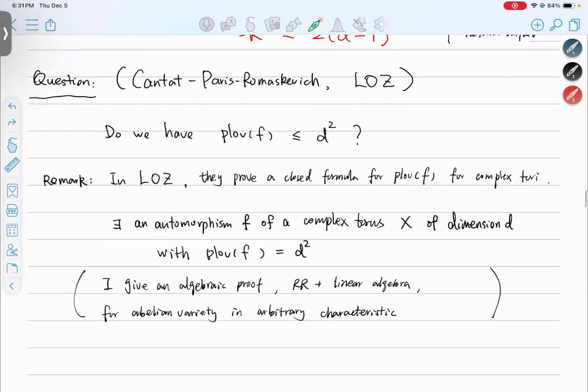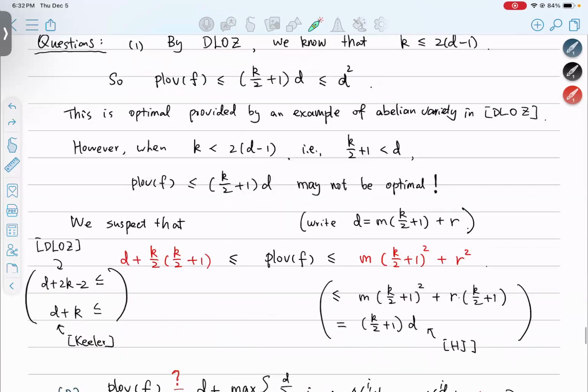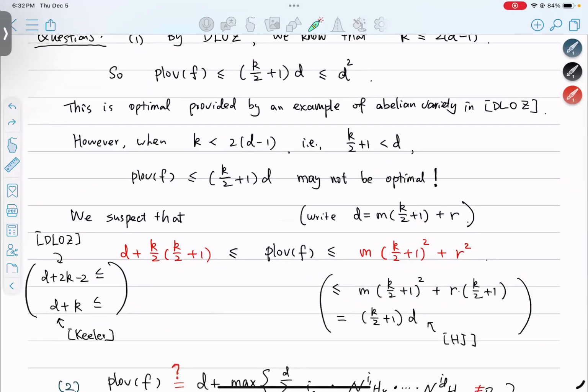Okay, this is actually my last slide. So we suspect that the lower bound might look like this number. And this you believe to be sharp? Yeah, this is sharp. This is given by Abelian varieties, by complex tori. For complex tori, we have this lower bound.